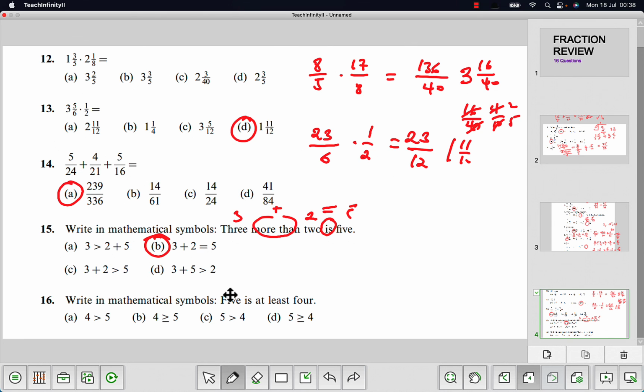Let's look at number 16, the last one. This is 5. Is, right, at least is greater than or equal to, this is 4. So this is equal to, which is part of the equal sign here. So that is going to give you 5 is greater than or equal to 4.